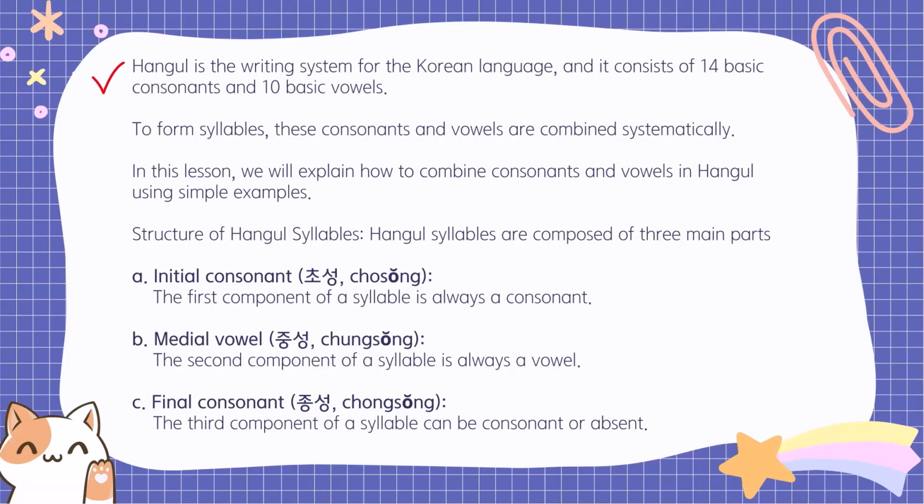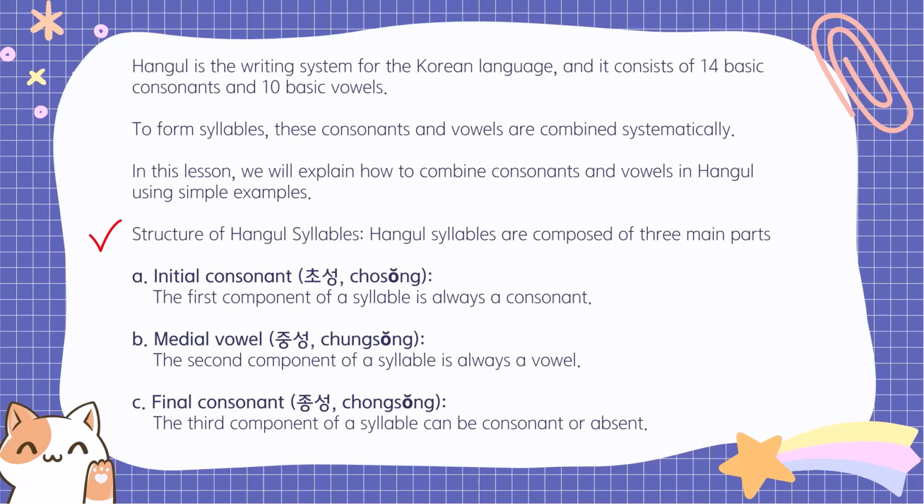Hangul is the writing system for the Korean language, and it consists of 14 basic consonants and 10 basic vowels to form syllables. These consonants and vowels are combined systematically. In this lesson, we will explain how to combine consonants and vowels in Hangul using simple examples.